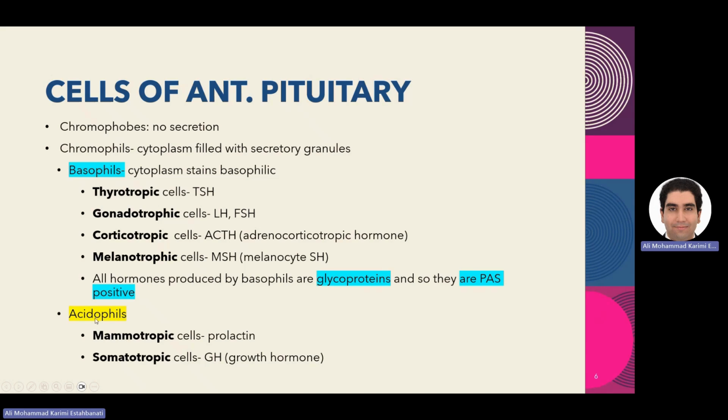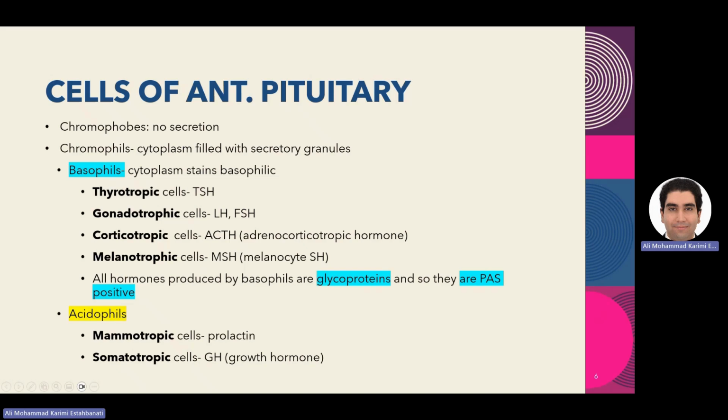Chromophils are basophils and acidophils. Acidophils, as we mentioned, are 50% of the anterior pituitary, and the two cells are mammotrophic cells, which produce prolactin, and somatotrophic cells, which produce growth hormone. The remaining 25% produce quite a lot of other hormones as well. The cells are the thyrotropic cells, which produce TSH, and the gonadotrophic cells, which produce FSH and LH.